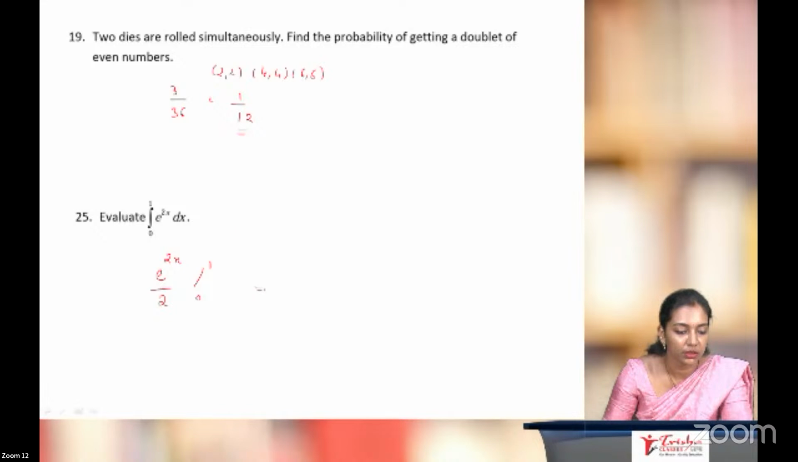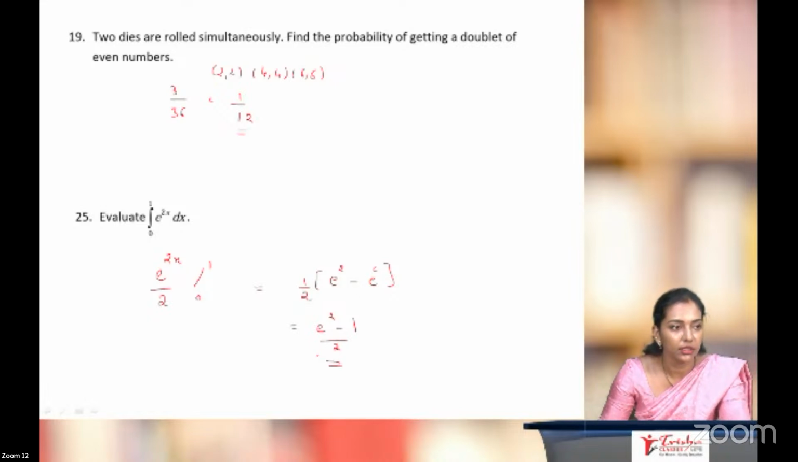So here it is 1 by 2, a constant, times e to the power, so put the upper limit 1, which gives 2, minus e to the power 0. So it is e to the power 2 minus 1, all by 2, you get. Okay, so that is the answer.